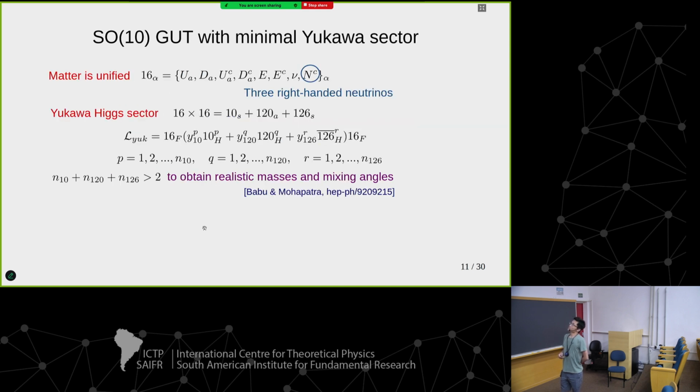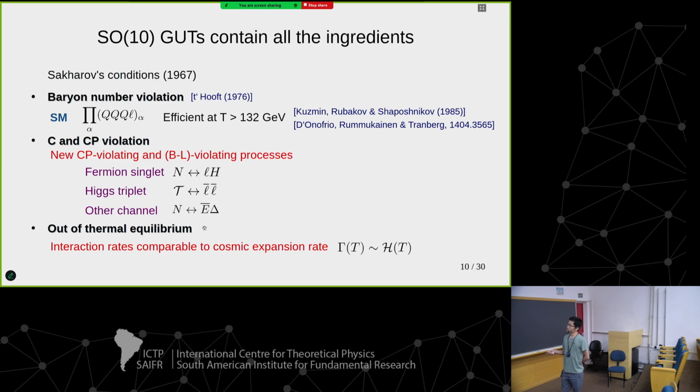Okay. What is delta? What is delta in the previous slide? Delta is a scalar which carries 1 unit of hypercharge. It doesn't charge under the rest of the standard model. It just carries hypercharge. Okay.